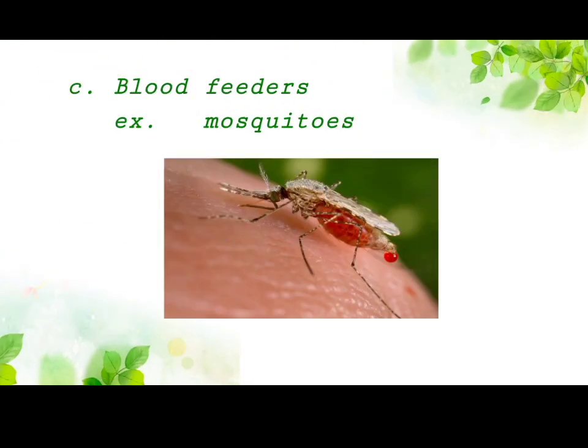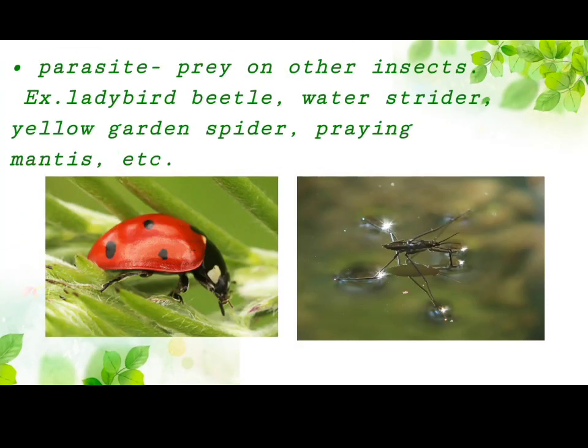Blood feeders. An example is the mosquitoes. Mosquitoes are considered the deadliest animals on earth because they are the vector for so many diseases.